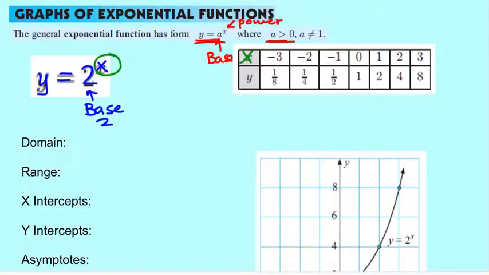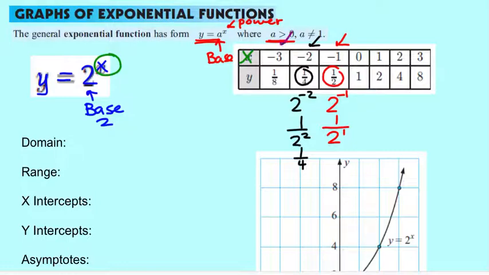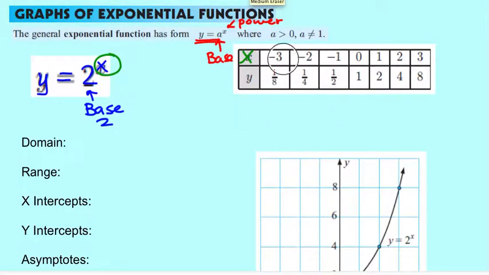Now let's go in the negative direction. I let x equal negative 1. 2 raised to the negative 1 power is the same thing as 1 over 2 to the positive 1 power, or 1/2. Negative 2. 2 to the negative 2 power is 1 over 2 squared, which is 1/4. Negative 3 power. 2 to the negative 3 power is 1 over 2 cubed, which is 1/8. All right, so let me just erase those pieces here. Now let's go and graph it.